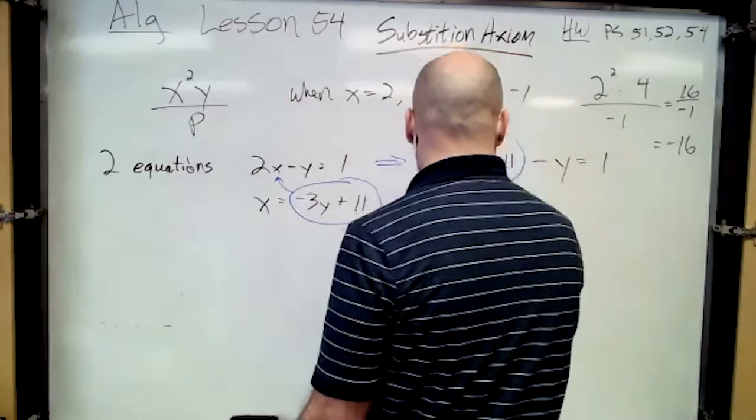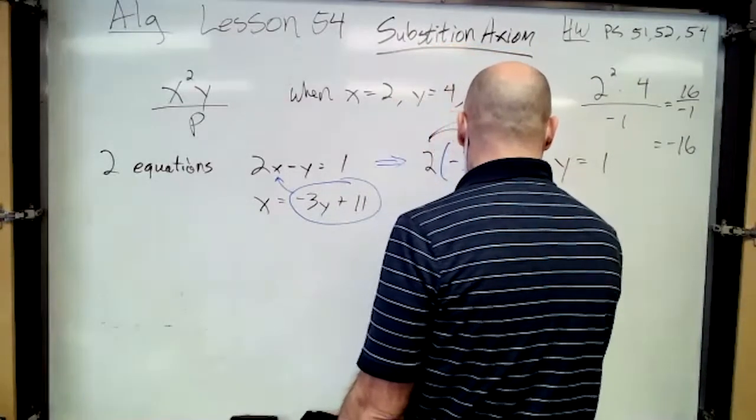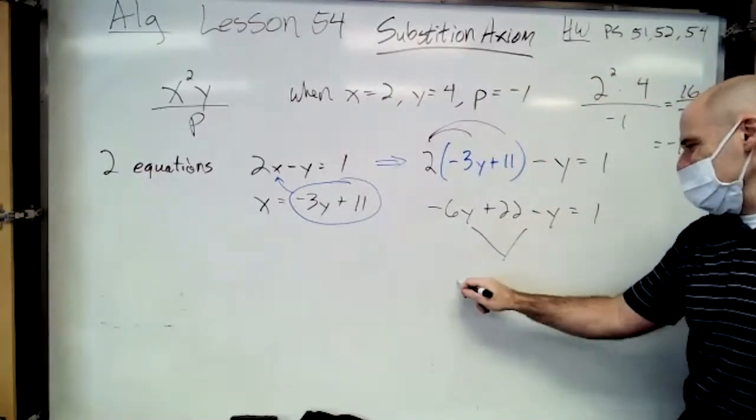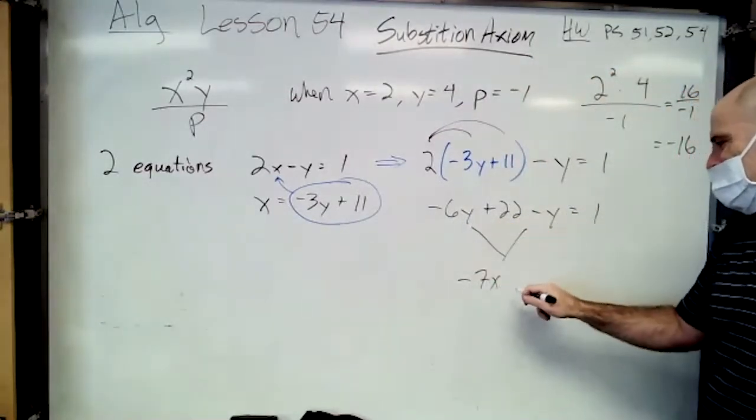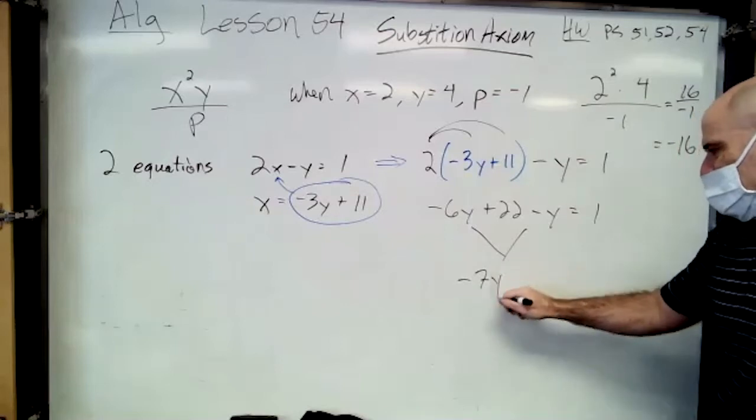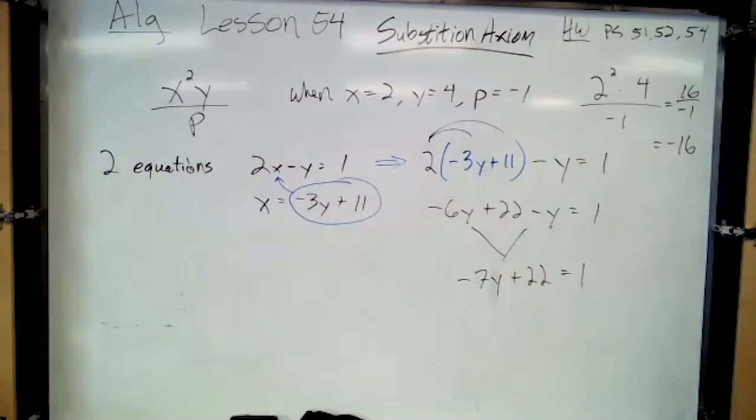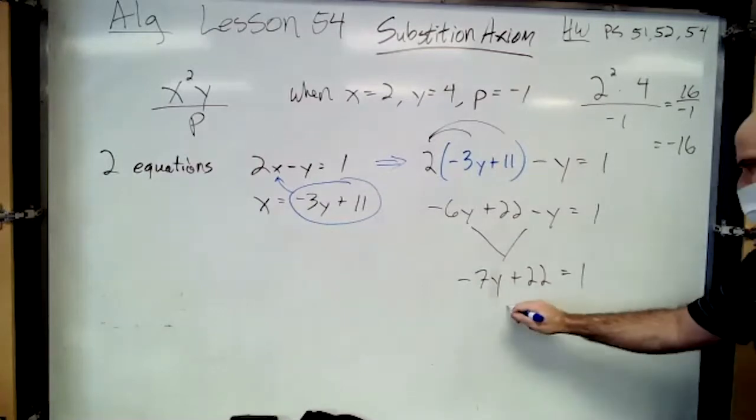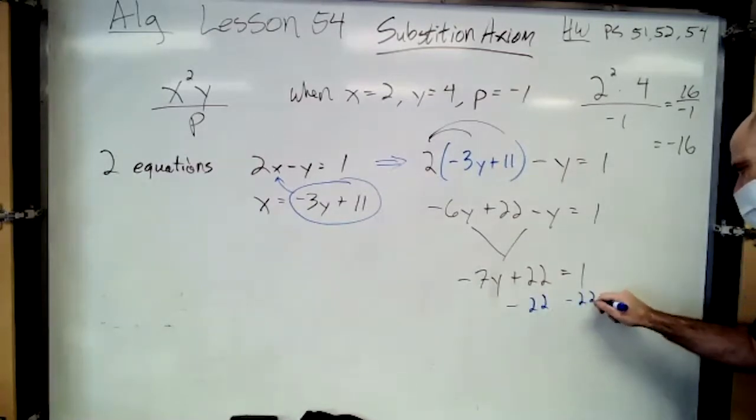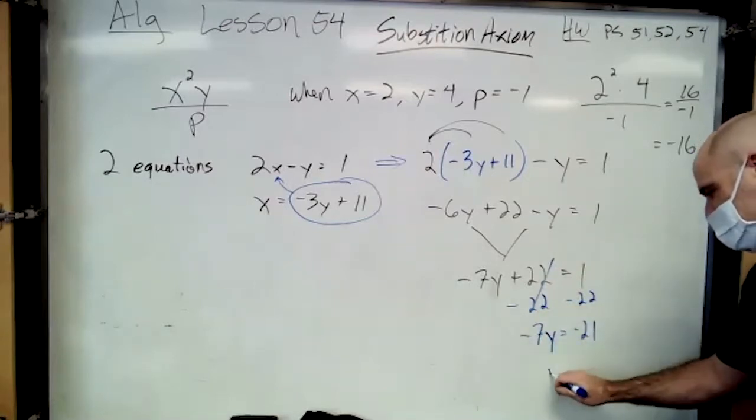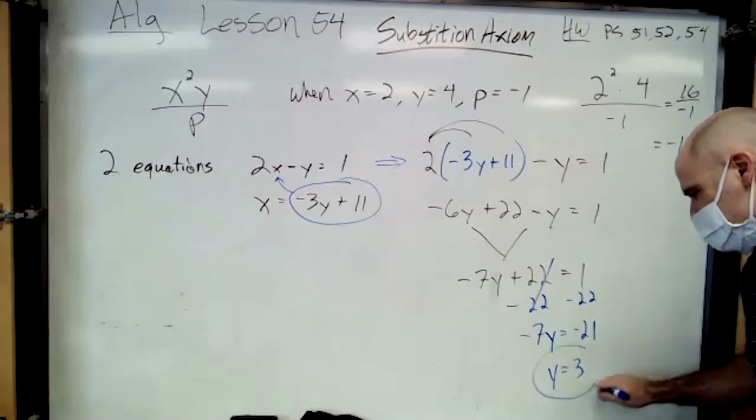Let's do it. Negative 6y plus 22 minus y equals 1. Combine those y's, so negative 7y plus 22 equals 1. All right, get rid of the constant term on the variable side. So negative 7y equals negative 21. So y equals positive 3.